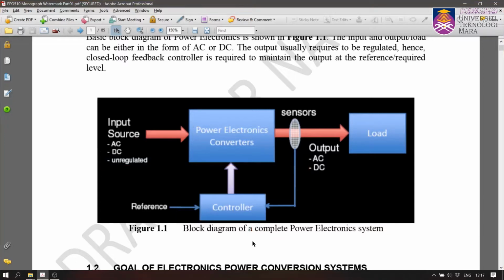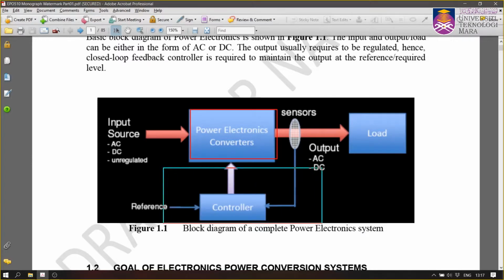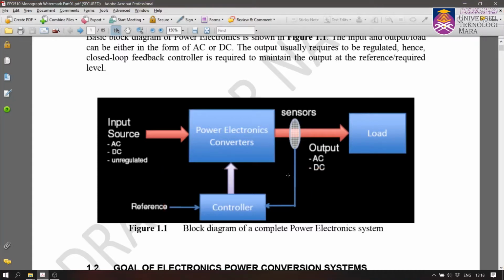For EPO 510 we only discuss the power electronic converters. We're not going to cover the controller system, the feedback control system here. This is beyond EPO 510. Probably later in the next semester we're going to have electric drives, and then we possibly will look into the controller circuits. So that is the power electronic converters.